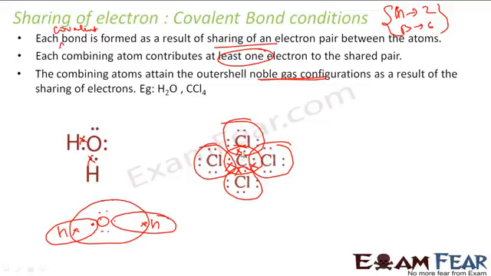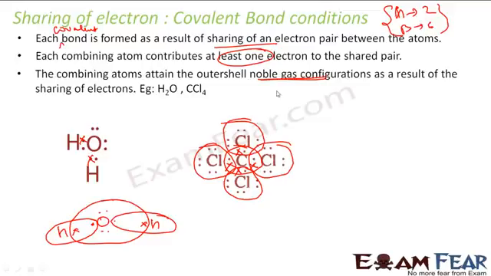How? Because these 4 electron pairs are actually shared. Correct? Because in this pair, if you see, 1 electron comes from carbon, 1 from chlorine. In this also, 1 comes from carbon, 1 from chlorine. Here also 1 from chlorine, 1 from carbon. Here also 1 from carbon, 1 from chlorine. And that's what this thing is, right? So each covalent bond is a result of sharing of electron pairs.